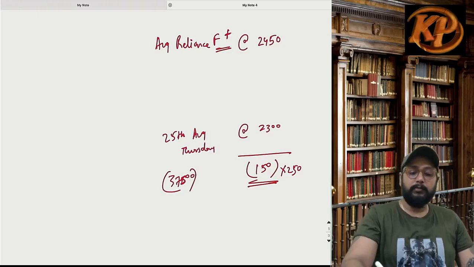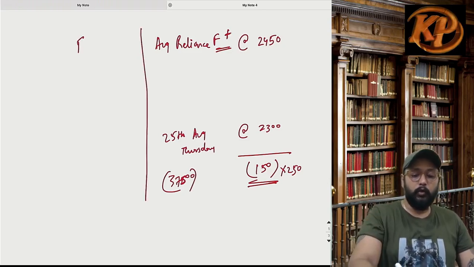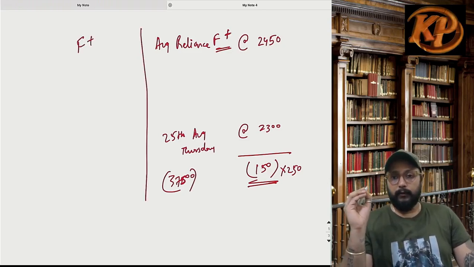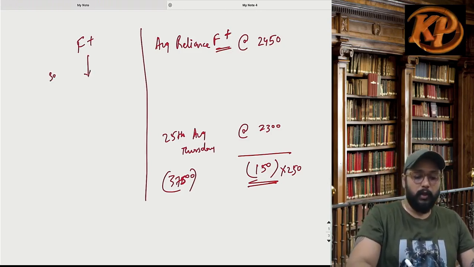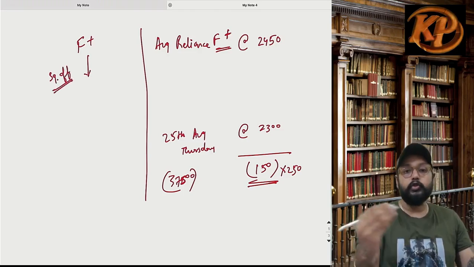Now, 25th August, exchange knows one thing. What do you have? F plus. How do you square off this position? Square off. We use the word square off. When you end a position, it is called square off.